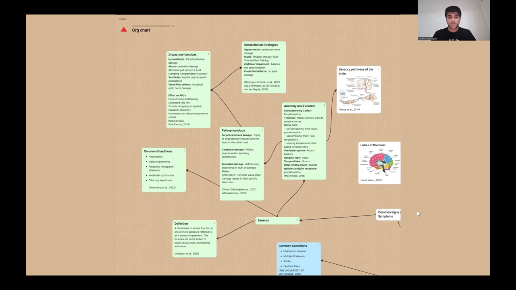In rehab, sensory re-education and neural stimulation help with hypoesthesia. Gait and balance training assist those with ataxia, and vestibular or visual rehab can restore orientation and independence. Ultimately, the sensory system is our foundation for movement and interaction. Treating these impairments helps restore not just sensation, but confidence, safety, and function. Let's move on to motor impairments.